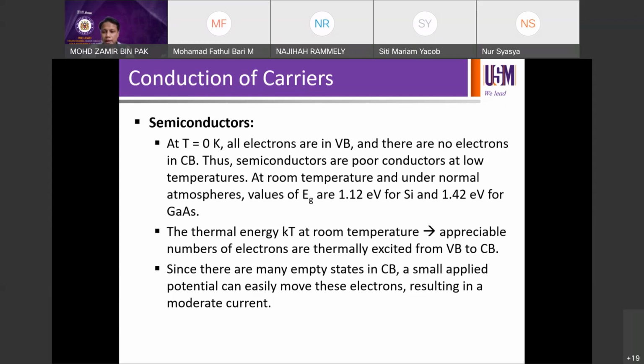For example, for crystalline silicon, the EG, the gap between the conduction band edge and valence band edge, is about 1.12 electron volt. For gallium arsenide, it is 1.42 electron volt. At room temperature, the thermal energy is kT, where k is the Boltzmann constant and T is the temperature of that condition, in this case room temperature. In this condition, an appreciable number of electrons are thermally excited from the valence band to the conduction band, with T about 300 Kelvin, for example.